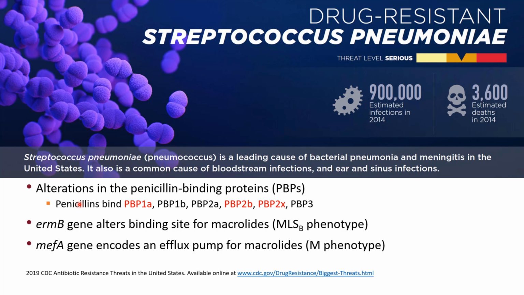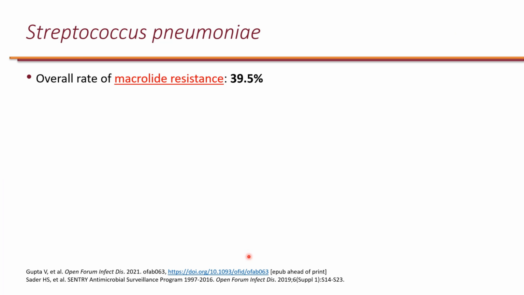So in particular, penicillins bind penicillin binding protein 1A, 1B, 2A, 2B, and 2X, as well as 3. Strep pneumo can also acquire the ERM-B gene, which alters the binding site for macrolides, as well as it can acquire the MEF-A gene, which encodes an efflux pump for macrolides. Now, let's take a look at the rate of resistance in Streptococcus pneumoniae.